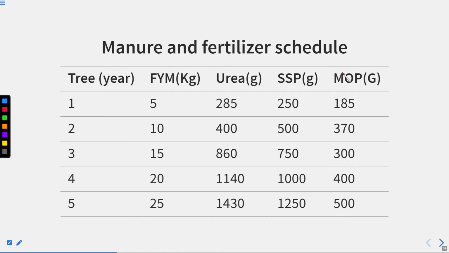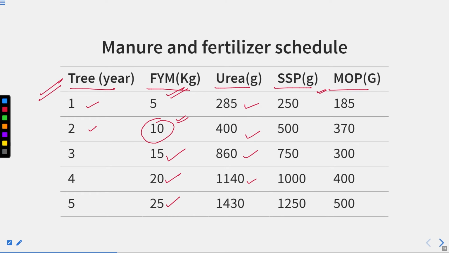So these are the manure and fertilizer schedule. Per tree, farmyard manure, how much urea, how much SSP and MOP. The farmyard manure is in kg, but the others are in grams. So we can follow this: in the first year, then in the second year we can have 10 kg of farmyard manure, then in the third year we can have 15, then at fourth year 20, and fifth year 25. In the same way the urea we have to increase in the succeeding years, right?